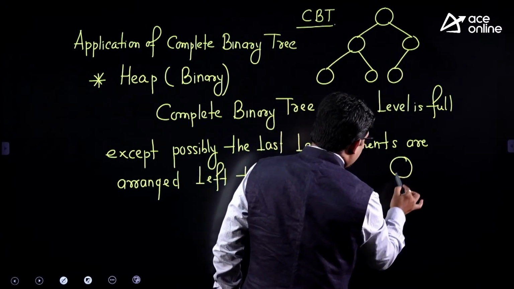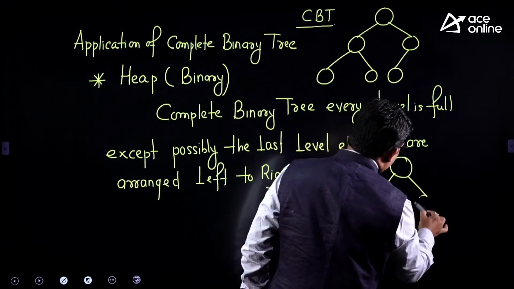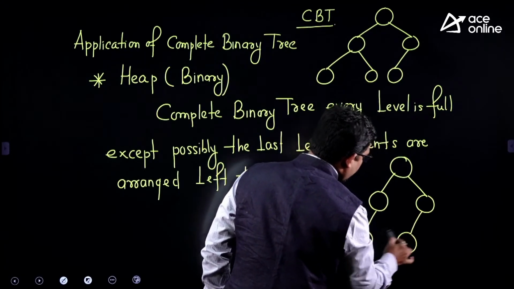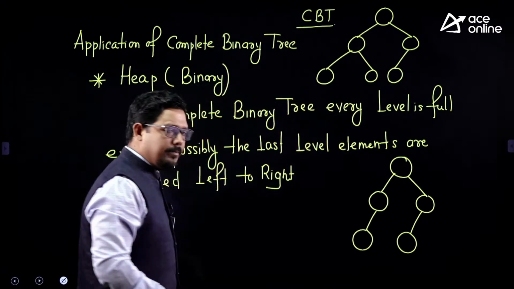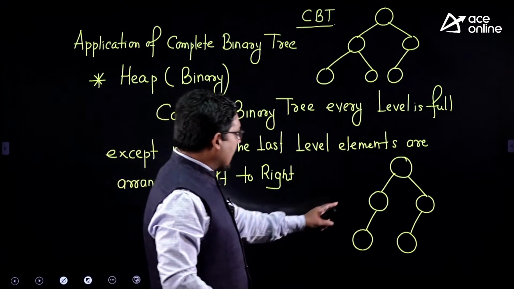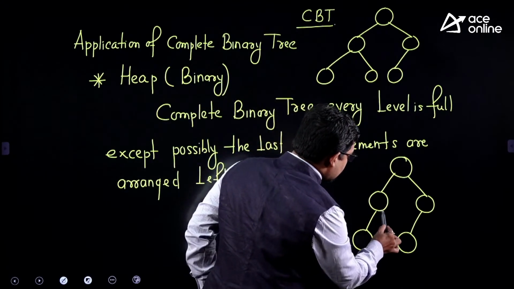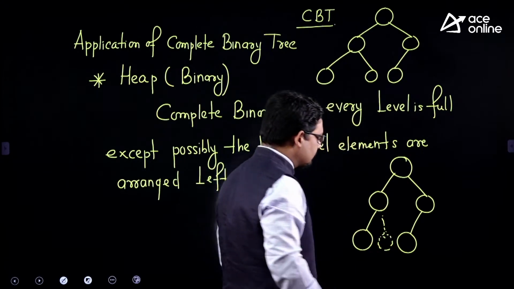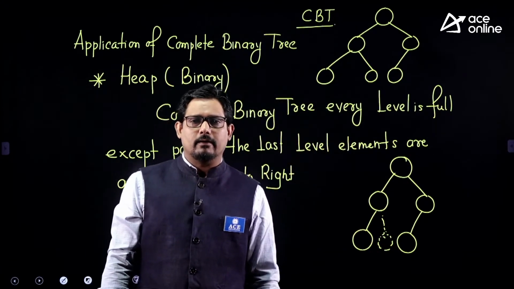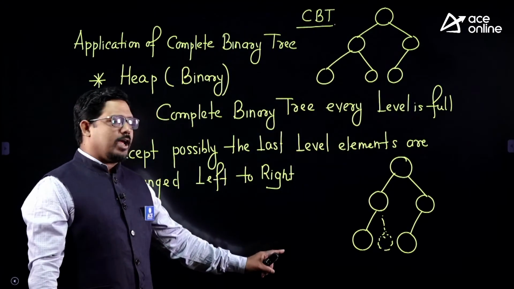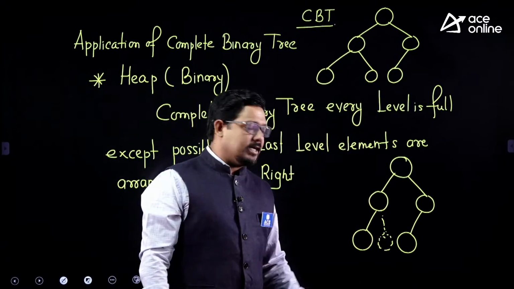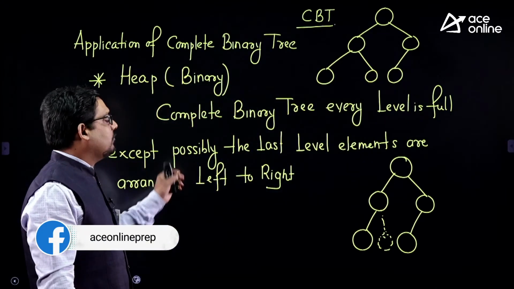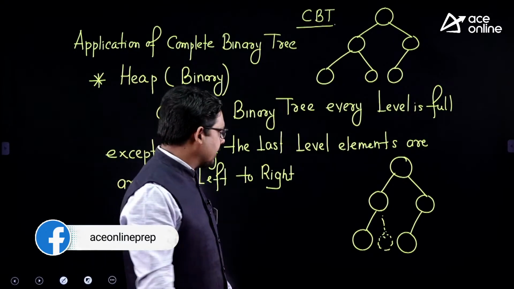What is not a CBT? This is not a CBT, complete binary tree. And if I put a node here in this case, this is not a CBT. In this, the right child of this particular node is not present here, and you start filling. The right child of this node is not present. So every level is full, elements will be arranged left to right, so that second property is violated here.